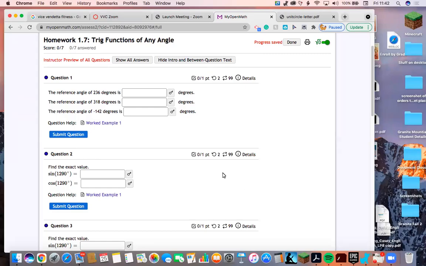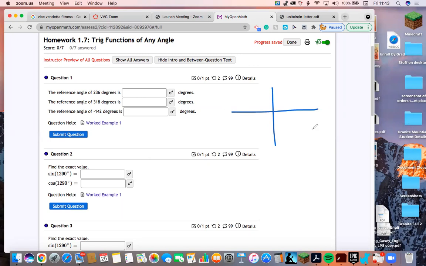All right, guys, for 1.7, this is what I see here. If I saw this, this is what I would do. The reference angle, 236 degrees. When they say reference angle, they mean, can I picture this as being a triangle? A little special, or like a right triangle within the unit circle.